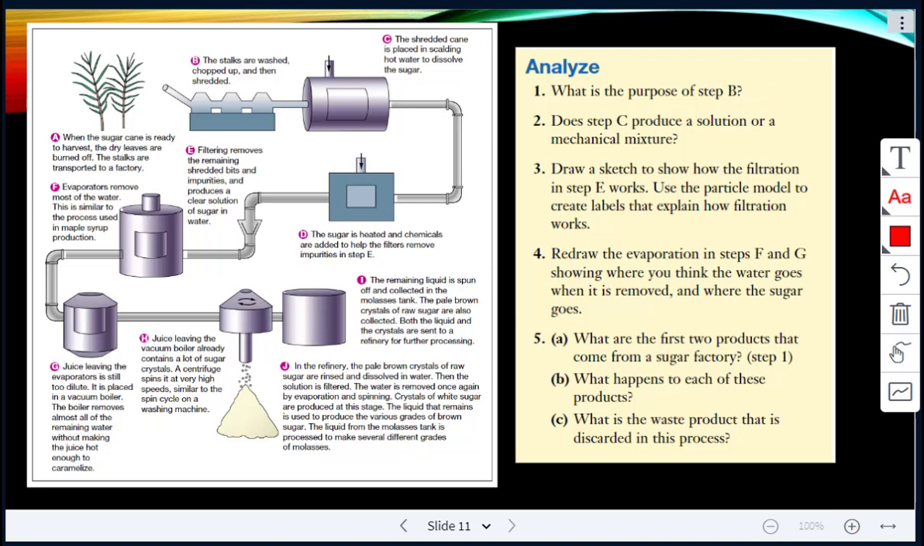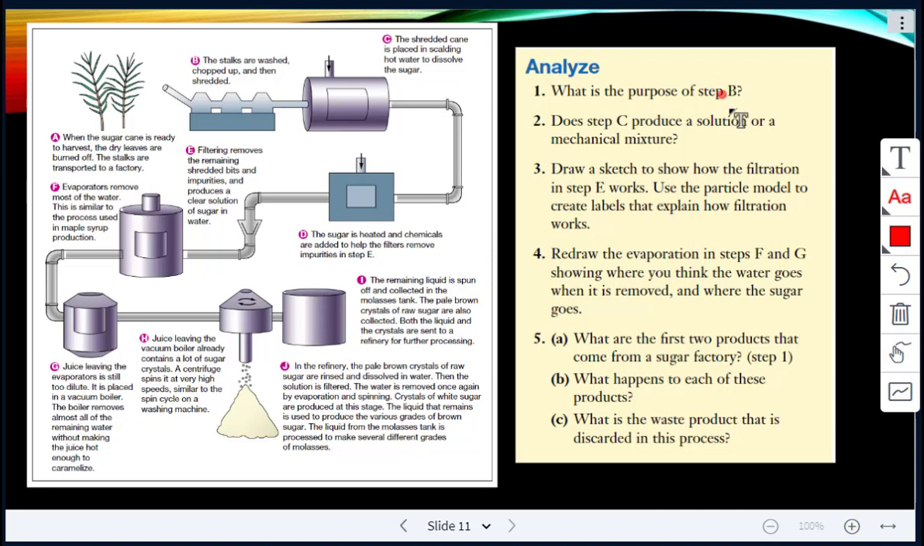Okay, so we just finished discussing question 1, which was what is the purpose of step B? We talked about how it's important that the cane stalks are chopped up into smaller pieces so that the sugar will dissolve more easily. We had talked about that when we were looking at dissolving, and how cutting them up into smaller pieces allows dissolving to happen quicker.